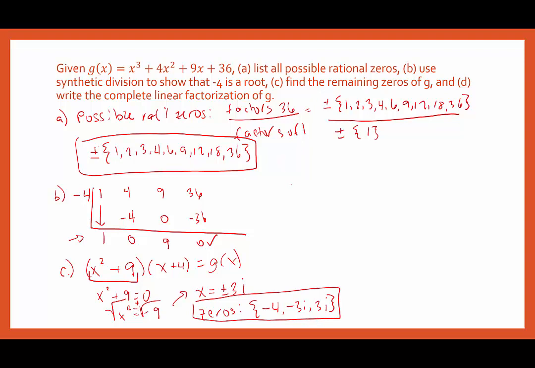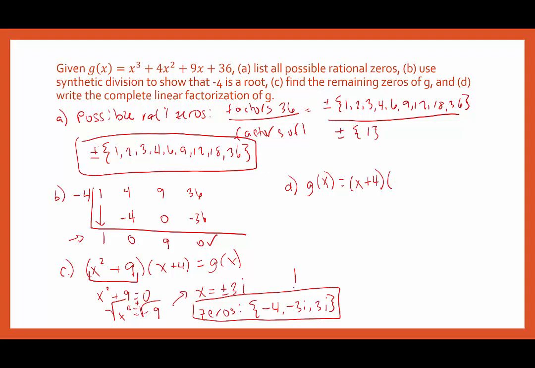And then for letter D, the complete linear factorization. So again, I'm going to take each zero and write it as its own factor. That would be x plus 4. And make sure and notice that I'm writing x plus 4. The zero was -4. When you put it back in the parentheses, it's like the opposite, right? Because you have to set that thing equal to 0. That's why it ends up looking like it's the opposite.